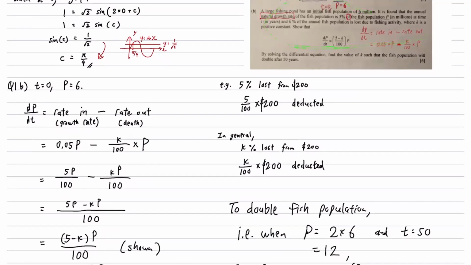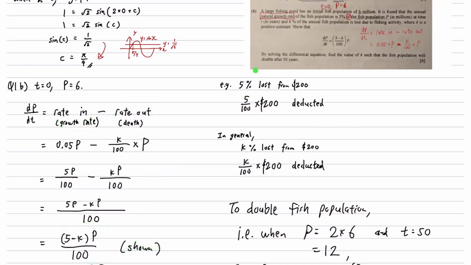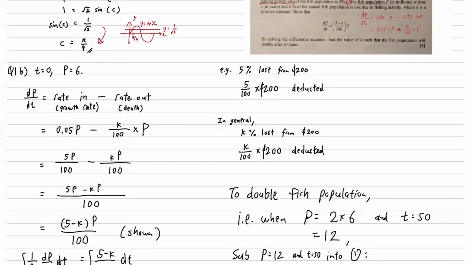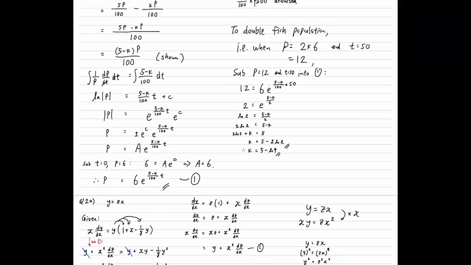Let's just take a look. Yeah, rate in minus rate out. I just wrote it out, simplify, and eventually I get to the answer. This part okay? I just gave an example of how you convert from 5% to a fraction. Then next part we're going to try to solve for P now. The working goes in this order.